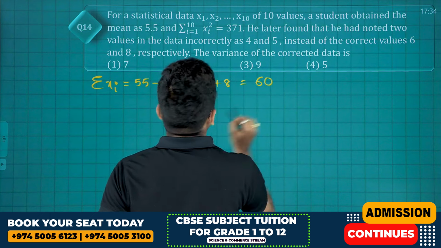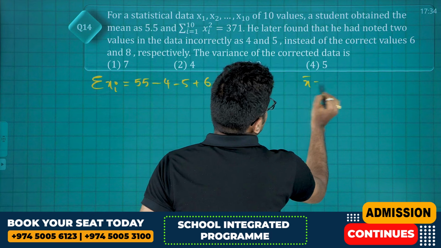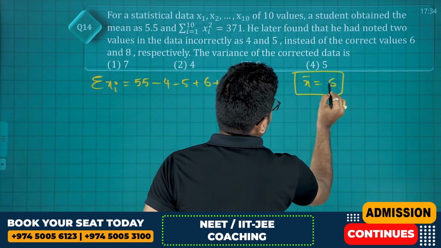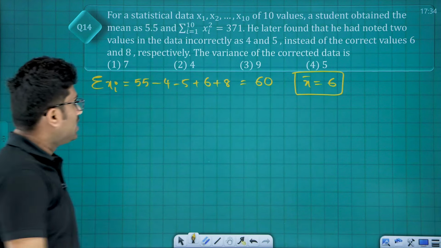55 plus 10, which is equal to 60. So sigma xi is 60. Now from here, mean is 60 by 10, which is equal to 6. That's it. Okay. Next question.